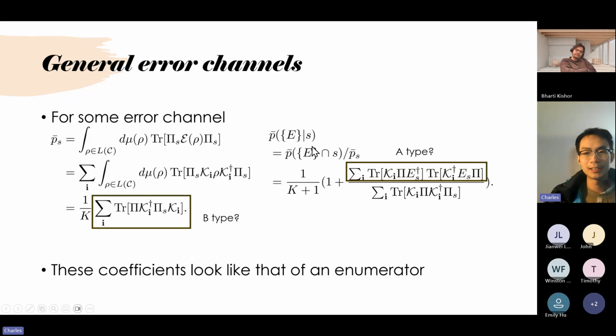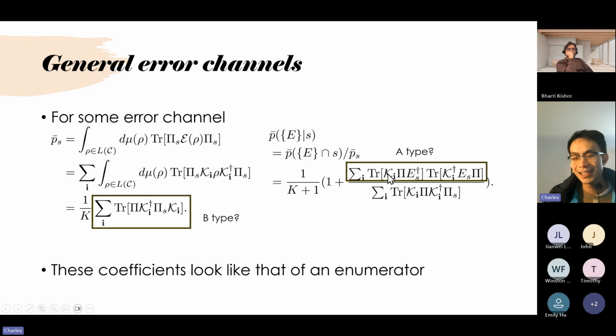So, for example, let's just focus on the second equality. If you try to compute, say, the average coset error probability that's conditional on a particular syndrome, and your error channel has some breakdown into Kraus operators in terms of these K's, you can show that the error probability actually just depends on this structure.